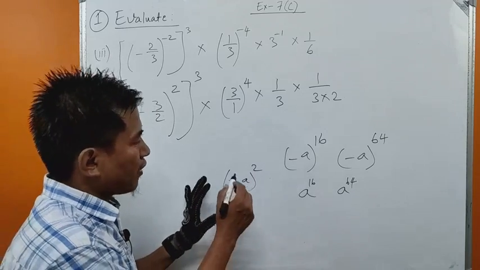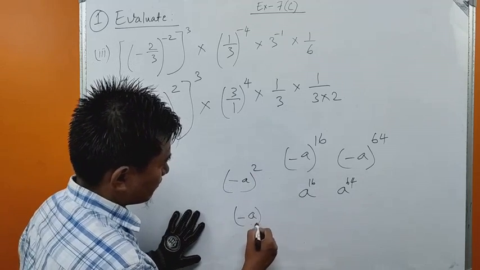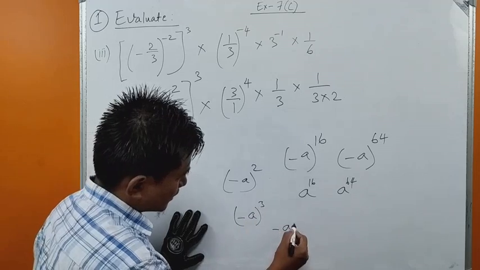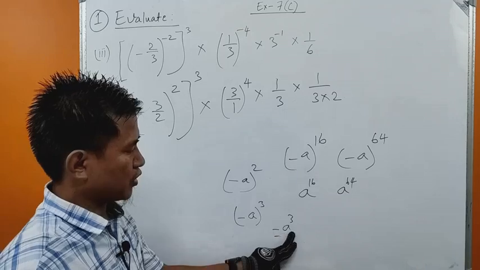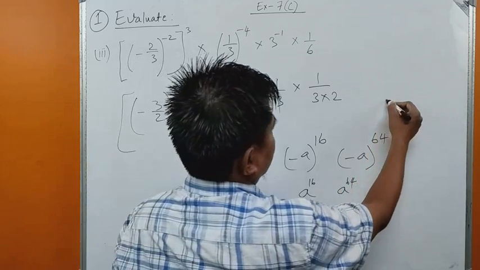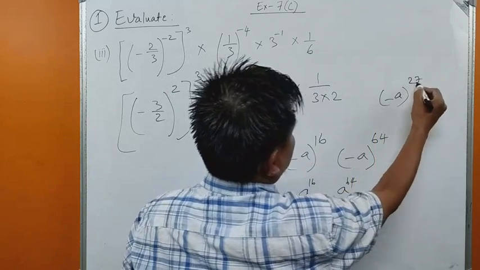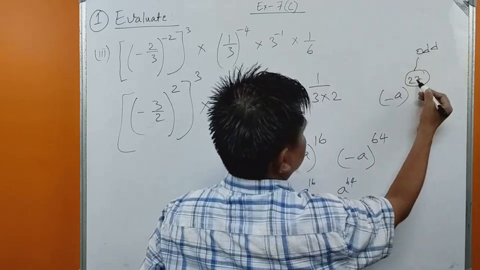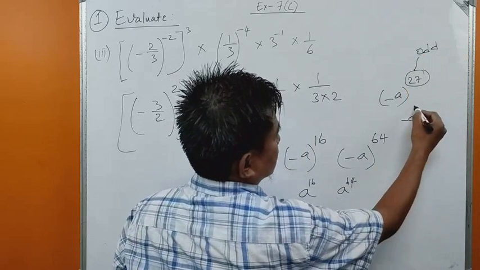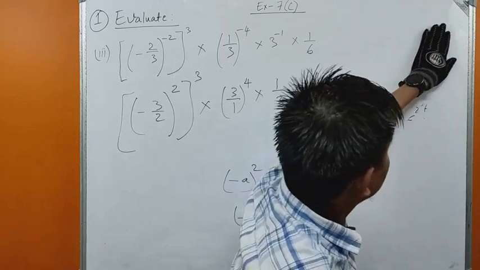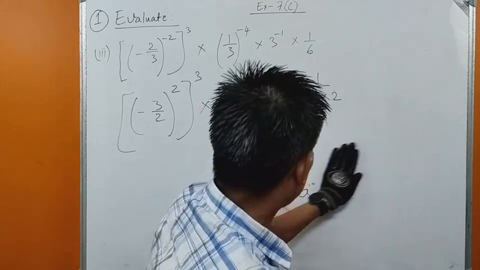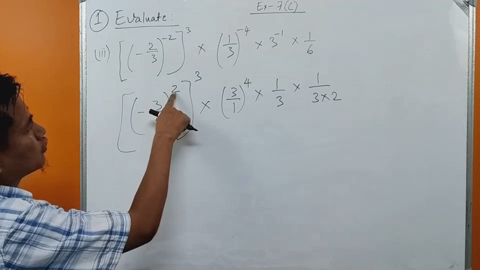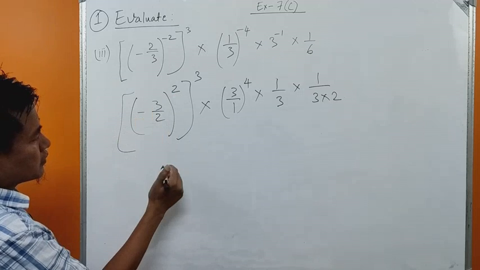Okay? But if the power is odd number, like a to the power 3, this means if the power is odd number, then sign does not change. Minus a cube, minus will remain minus, plus will remain plus, okay? So minus a to the power 27, this 27 is also odd number. 27 is odd number, isn't it? So if the power is odd number, this minus will remain minus to the power 27. Okay, I hope it is clear now. If the power is even number, the sign will change to plus. So this 2 is even number, this means minus 3 by 2 becomes 3 by 2.